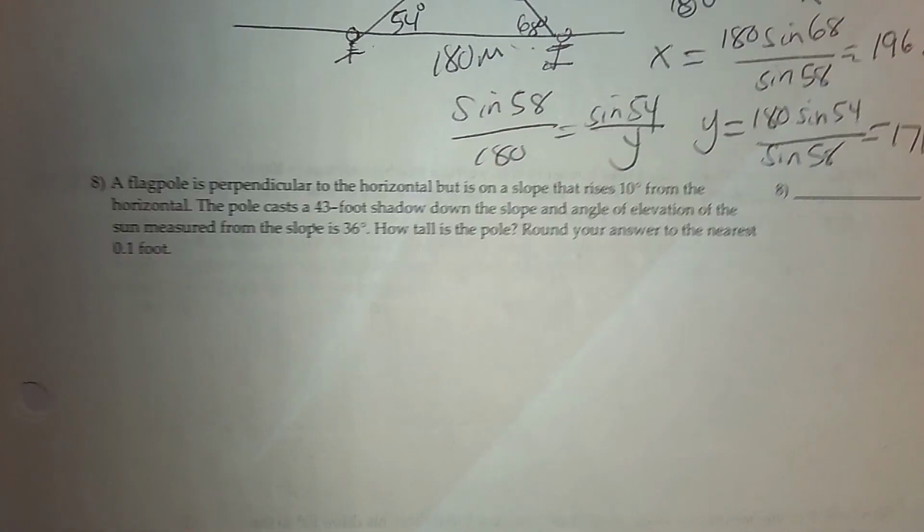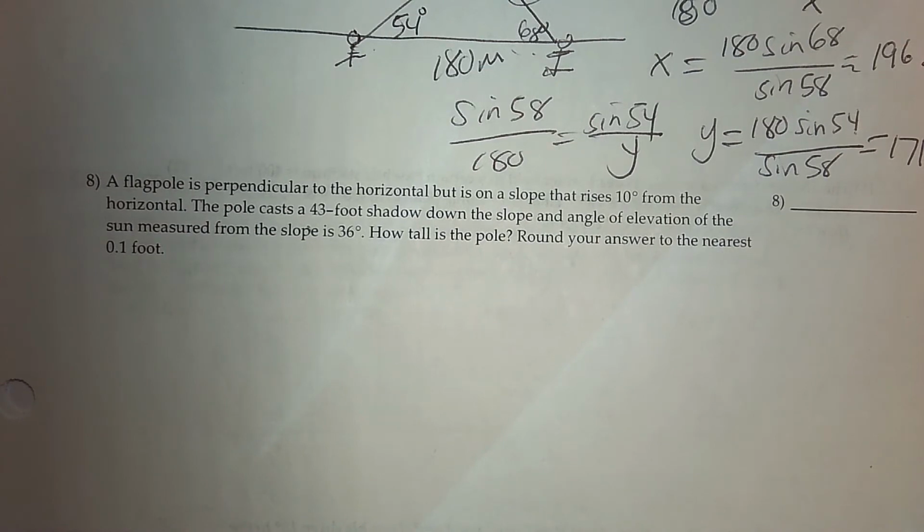All right, a flagpole is perpendicular to the horizontal, but is on a slope that rises 10 degrees from the horizontal. The flagpole casts a 43-foot shadow along the slope, and the angle of elevation from the slope is 36 degrees. How tall is the pole? See if we can draw it.